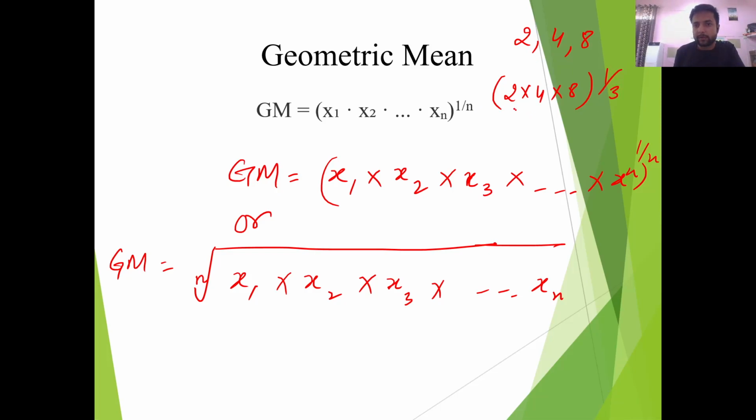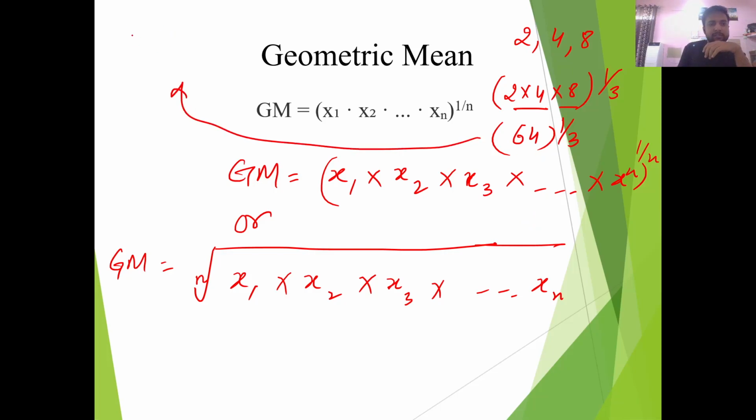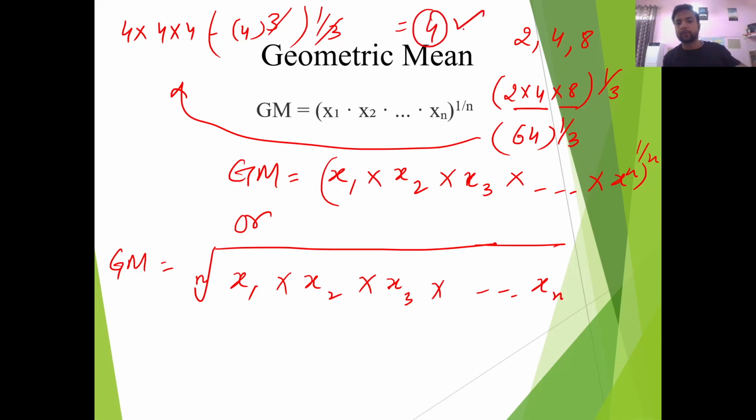So 2 into 4 is equal to 8, 8 into 8 is equal to 64. 64 to the power 1 by 3. Can we solve it again? Yes, we can. 64 comes out to be 4 into 4 into 4, which is actually 4 to the power 3. And the power outside is 1 by 3, so 3 into 1 by 3 is equal to 1. So the value comes out to be 4. That's how we are going to perform this.